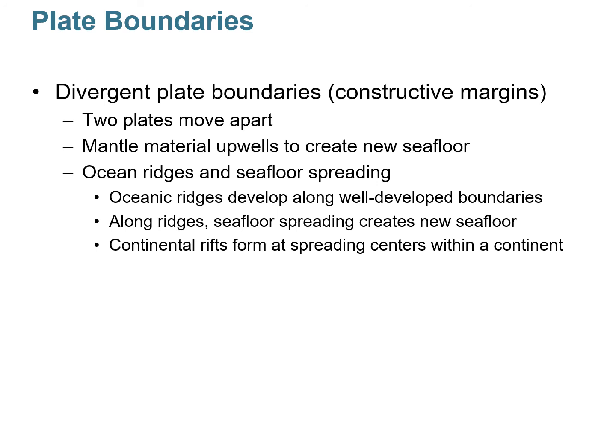So when you have a divergent plate boundary, you have ocean ridges that develop. These huge mountain chains that exist at the bottom of the ocean. And along those ridges, at the center of the ridge, there's typically a valley where the volcanism occurs. And the volcanism that occurs there is what creates new seafloor. Okay. You can also have divergent plate boundaries on continents. So we'll talk about that in a second.